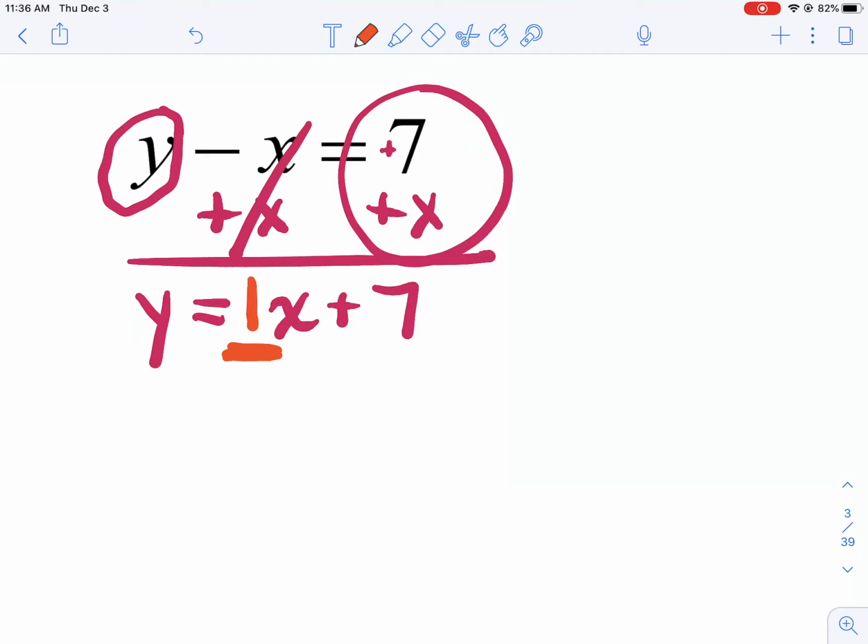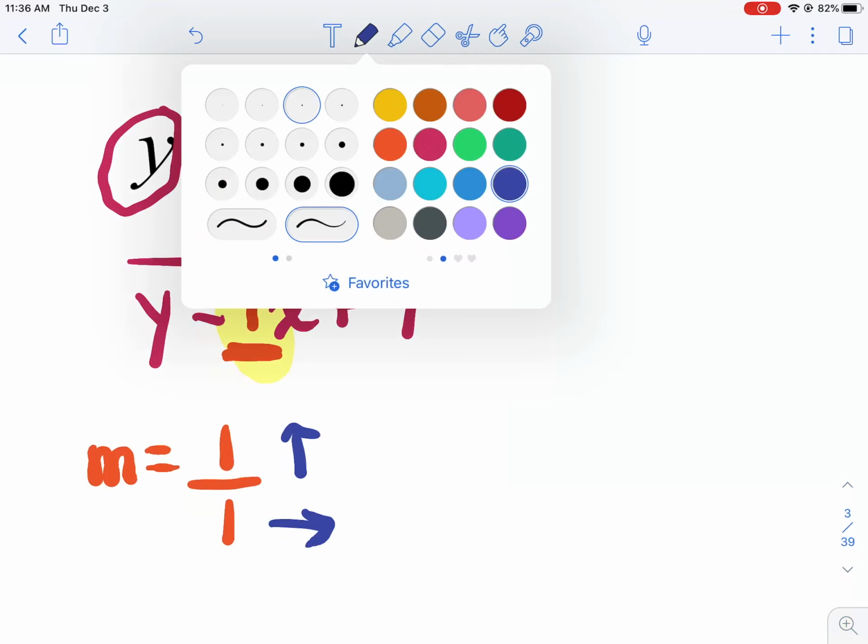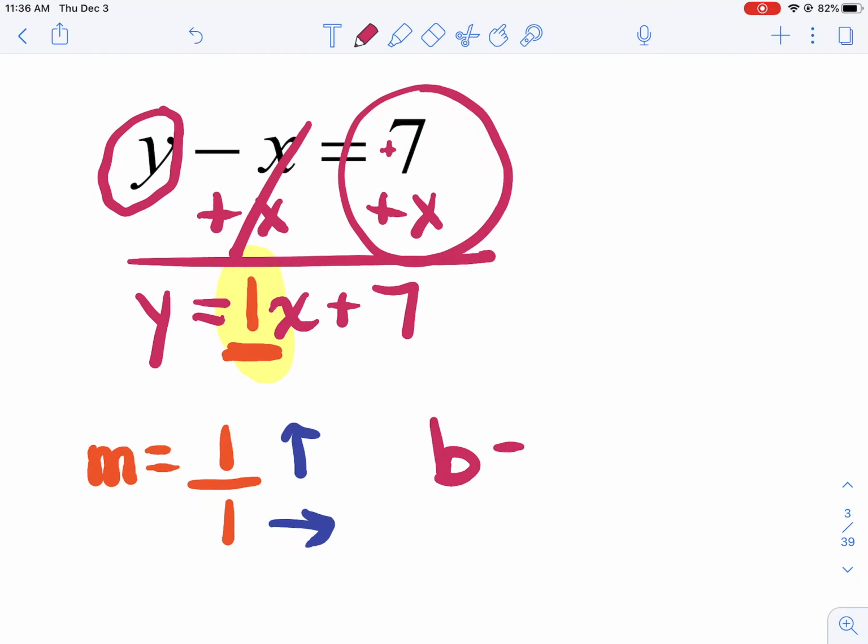Well, the number in front here is really 1. So if I look here, I have 1 for my slope. And remember, guys, it's always going to be 1 over 1. So I'm going to rise 1 and go to the right 1. And then our b value, if we look up here, is just going to be positive 7.